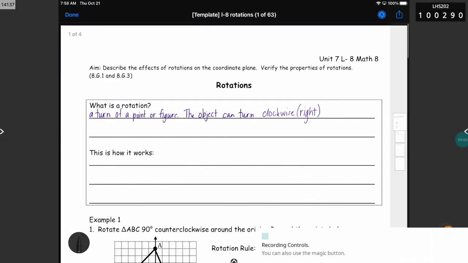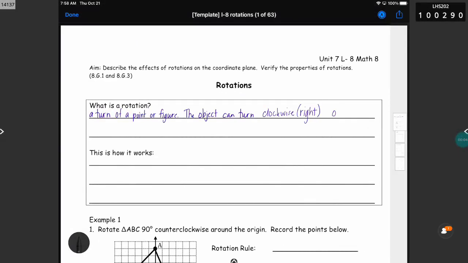Or it could turn counterclockwise, which is to the left. Okay? All right. So, and then we go through the rules. So this is how it works.